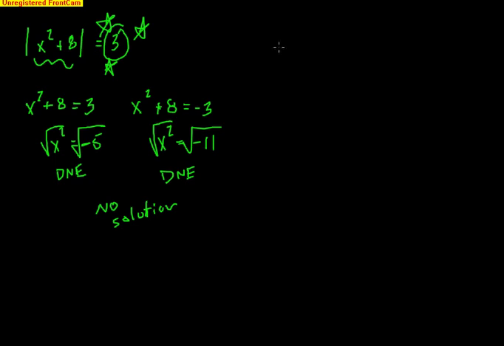All right, let's check out one more. Just want to check your understanding here, make sure you're not missing anything. Here's another one right here: absolute value of x plus 3, plus 7 equals 2.